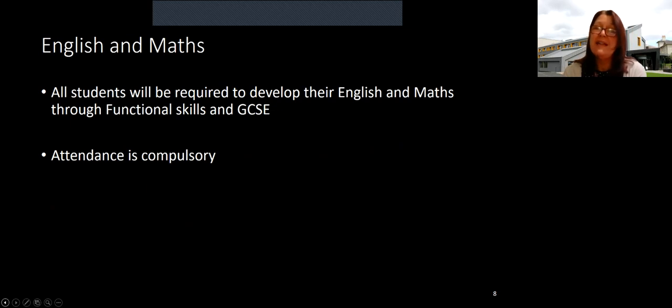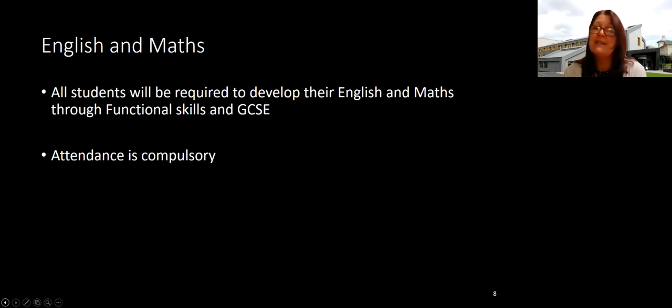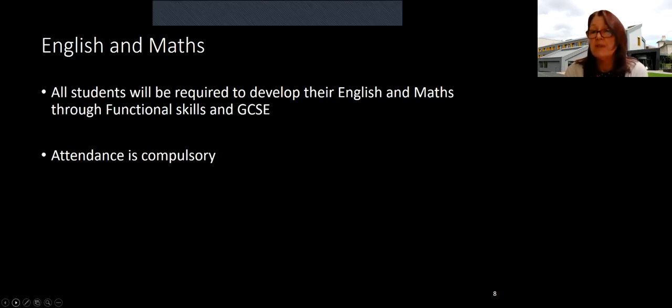Any student that joins needs to have GCSE English and Maths. And if any student comes in without English and Maths, they will be doing those subjects alongside the main programme of study. And it's counted as part of your course. So if you don't attend, basically you're not attending the course. So attendance is compulsory. But of course it is, because everybody needs English and Maths in order to move on.